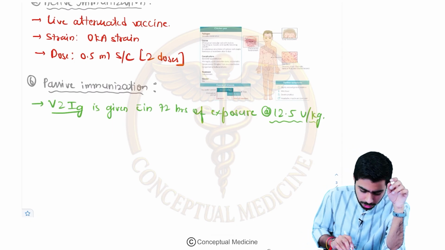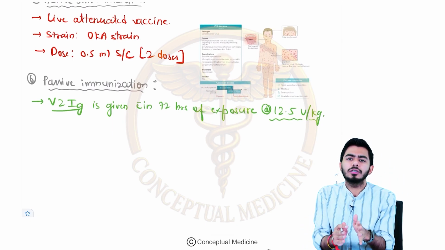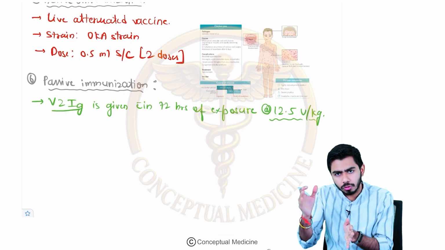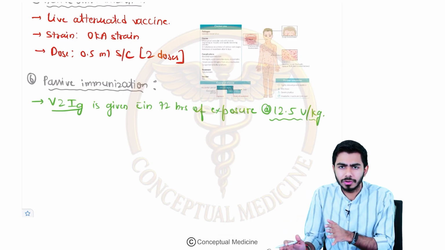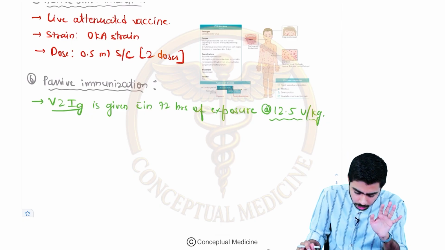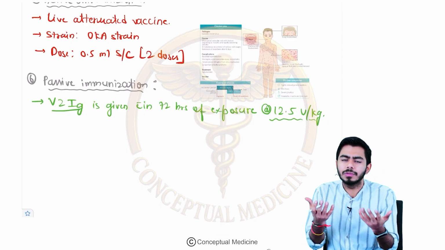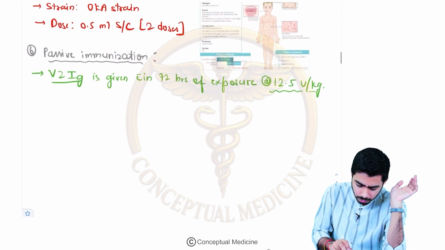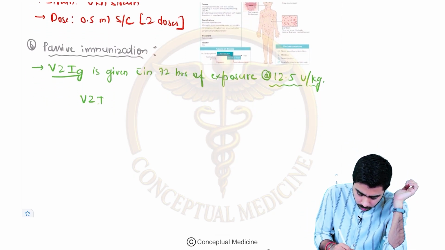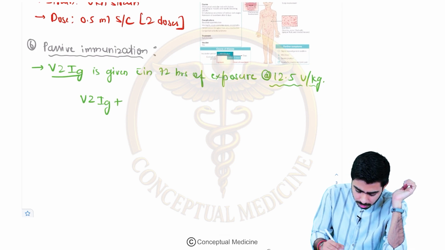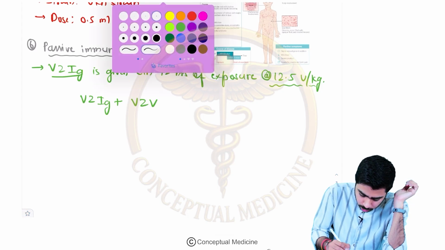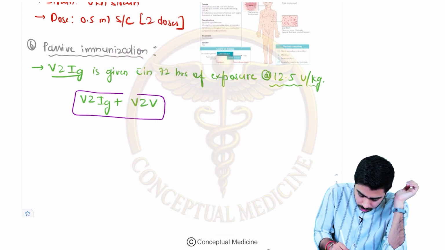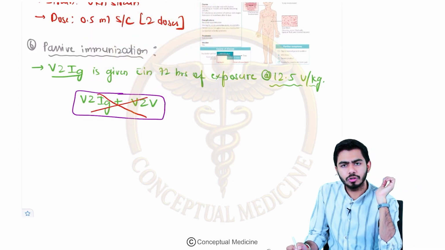Next point: we should not combine the varicella zoster immunoglobulin with the varicella zoster vaccine. We should not combine these two things. Keep that in mind as well. Never combine the vaccine and the immunoglobulin. Varicella zoster immunoglobulin plus varicella zoster vaccine, this combination should not be given.